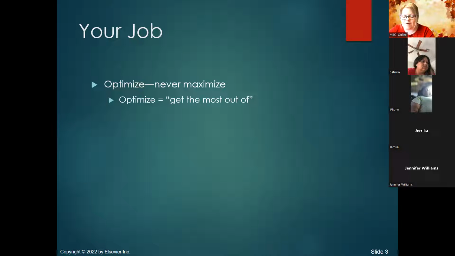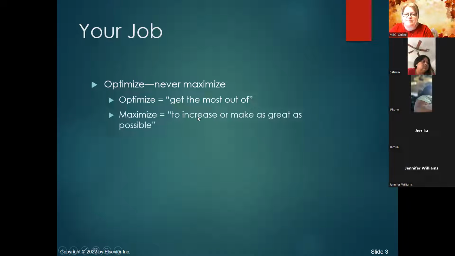Brain. The word I'm looking for. It's high problem list. Okay, that's a lot of problems. I can bump that up from a 99203 to a 99204 and maximize or optimize my code. Okay. Now, what they mean by maximizing is to increase or make as great as possible.